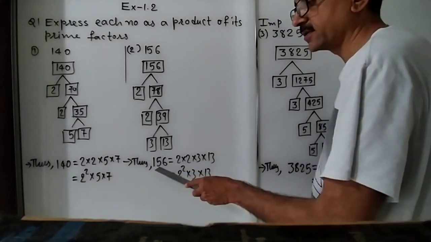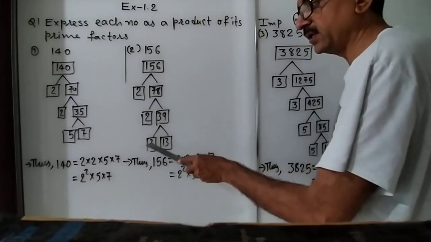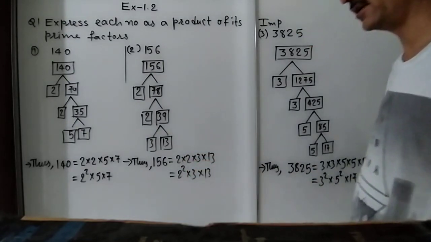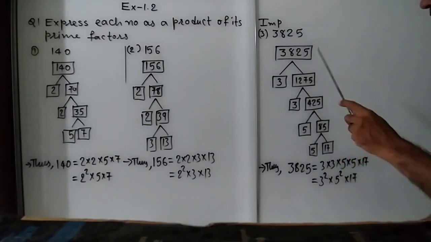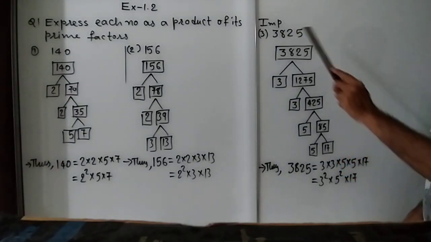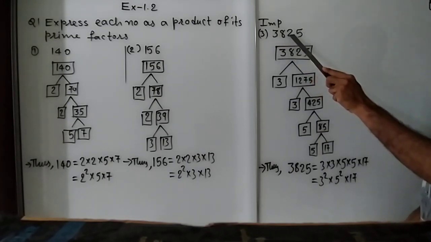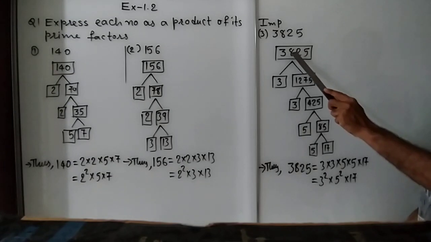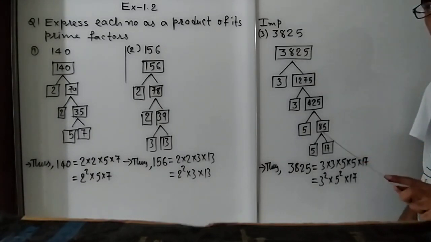Now write thus, 156 is 2 into 2 into 3 into 13. Okay. Now, third sum. In the third sum, the figure is a little lengthy, 4 digits. Don't bother about it. 3825.